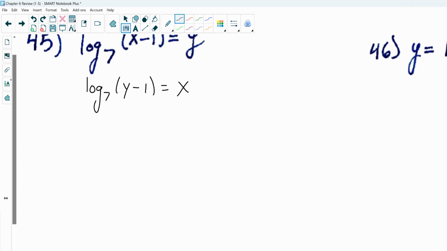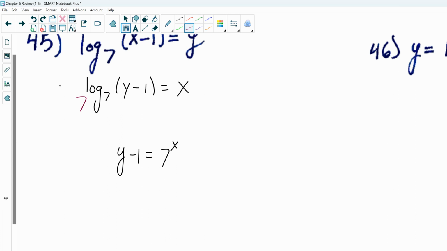And again, we're going to get the log by itself. Not so much caring about what's inside, just that this log is by itself. And once we do that, we can do our switching method, which is going to tell us that y minus 1 is equal to 7 to the x.